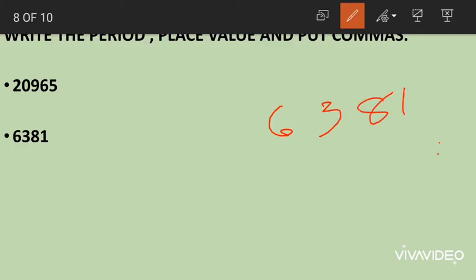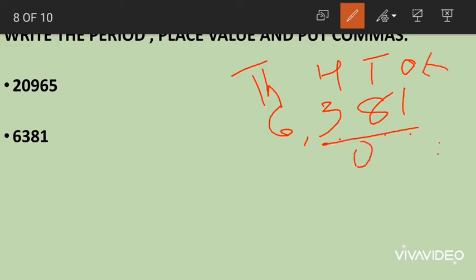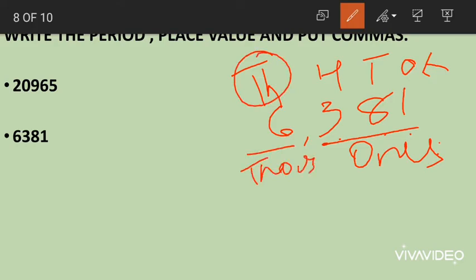The next question is 6381. Again, let's put up the commas. After how many digits? 3 digits. 1, 2, 3. After 3 digits, we have put up a comma. Let us write the place values. Ones, tens, hundreds, and then comes thousands. What about the period? As I said, all the numbers after this comma fall under one period. Now, which is that period? It is the ones period. After that, what comes after ones period? Thousands period. And how do we read this number? 6,381. Clear children?